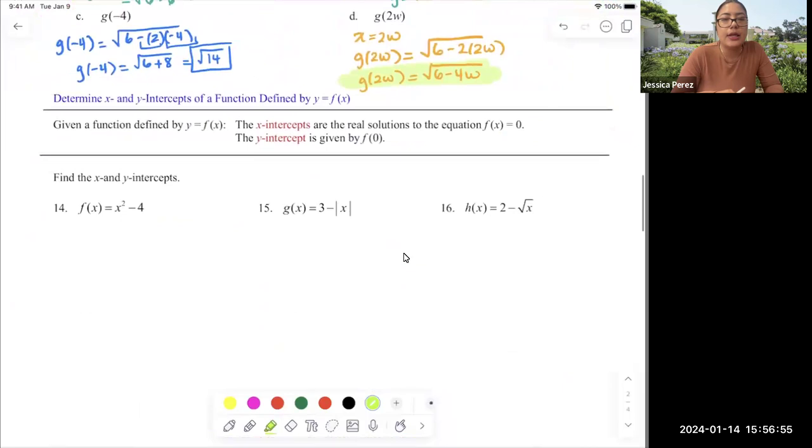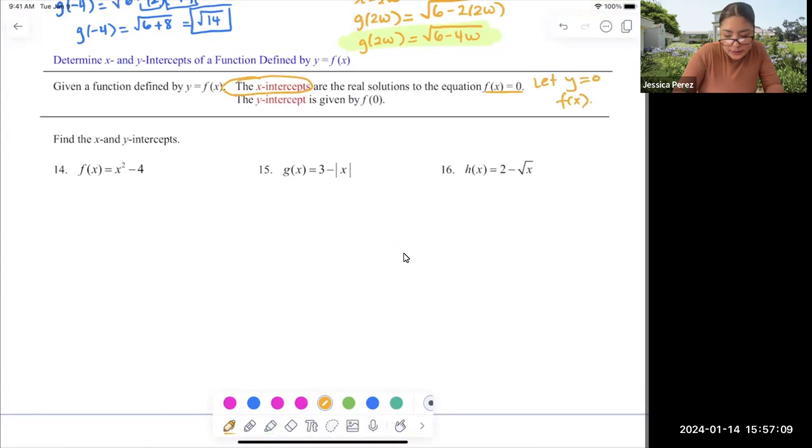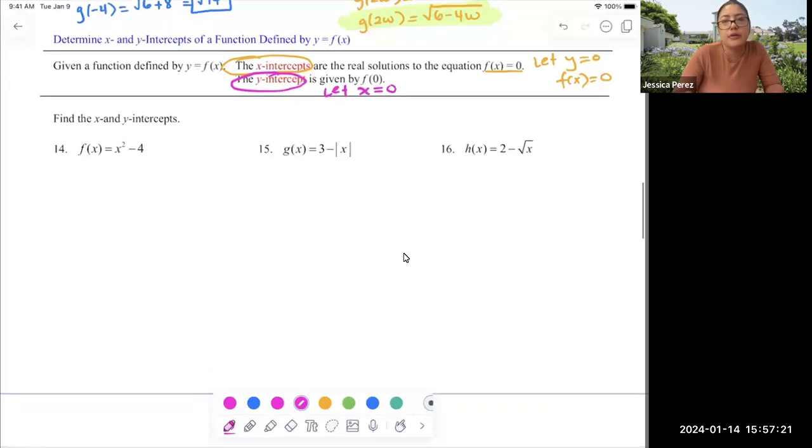Now, when we're finding the x and y intercepts, there is a way to do that. To find the x-intercepts, we want to let y equal 0, or f of x equal to 0. They mean the same thing. And when you're wanting to find the y-intercept, you let x be equal to 0. So we're finding f of 0.